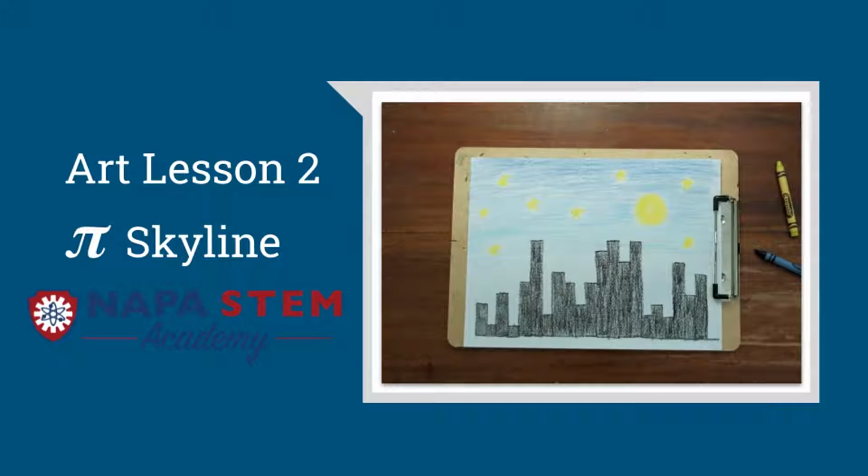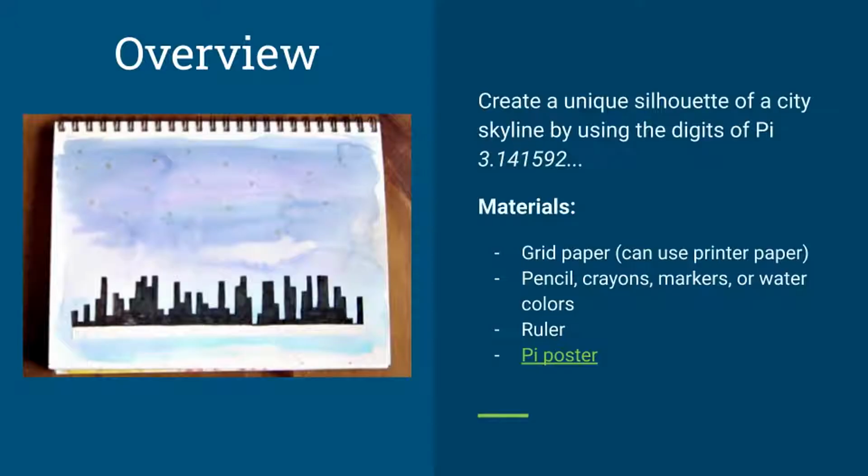Today we're going to be doing the pi skyline activity. Today, once again, we are going to be combining our math skills and our art skills to create an awesome project. We're going to be creating a silhouette of a city skyline by using the digits of pi. The materials you're going to need for this project are grid paper, but you can also use printer paper, a pencil, crayons, markers, or watercolors, a ruler, and the pi poster, which we have a link to right here.